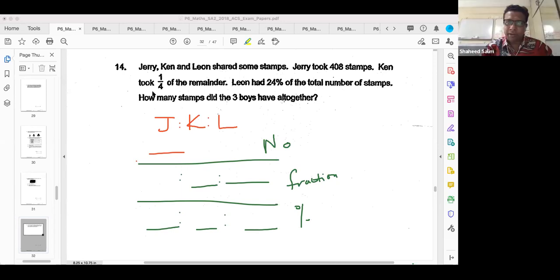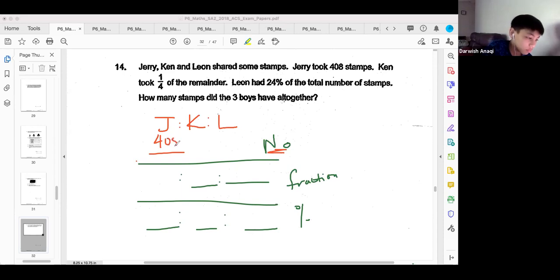There are 3 persons: Jerry, Ken, Leon. This part you understand, right? Now, for one of them, you know how many stamps he has. So now down here, I put number. Only one of them, you know, have the number. I fill up the number down here, 408. You can do the same thing in your paper.